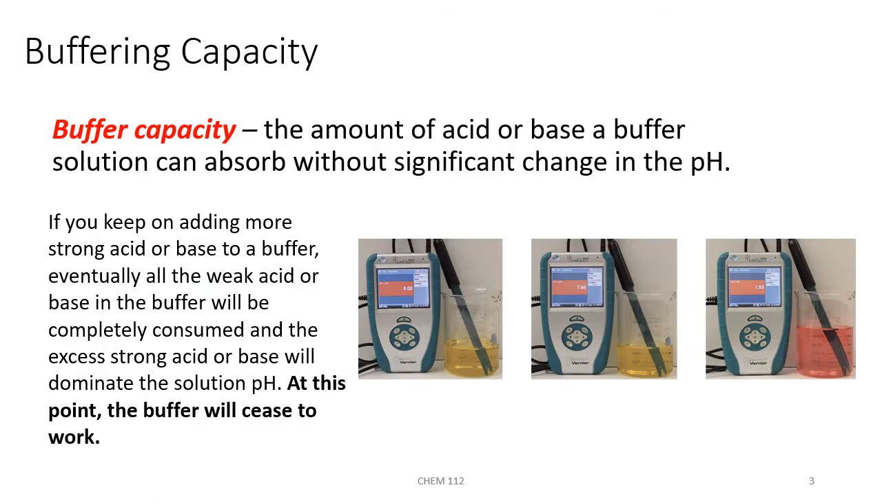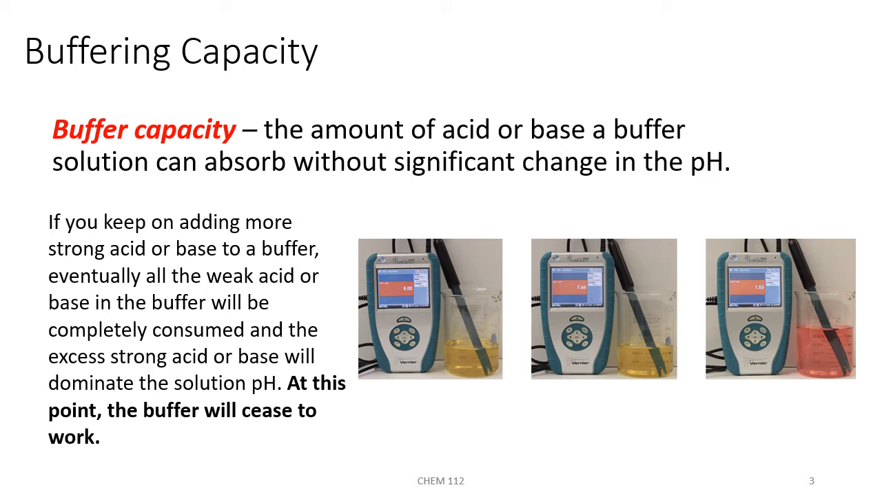We learned that buffers are able to absorb a certain amount of acid or base and keep the pH of the solution relatively constant. Buffers have a capacity though, and if you exceed their capacity, you can break the buffer. So a buffer capacity is essentially the amount of acid or base that a buffer solution can absorb without changing the pH significantly. Once that pH changes significantly, then we've essentially broken the buffering capacity of the solution.